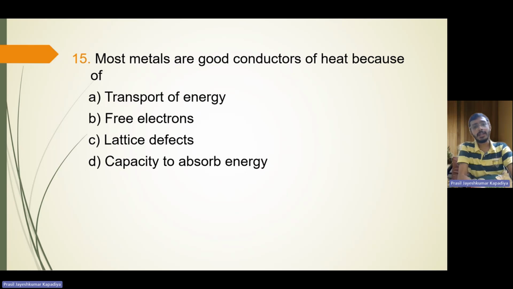15th, most metals are good conductors of heat because of what metals are having. Let's say sodium metal. So what is it having?